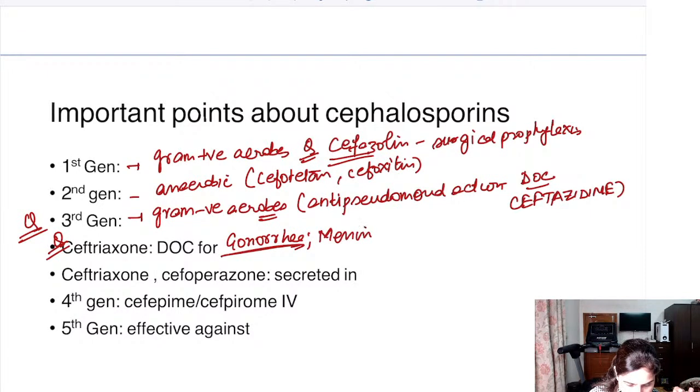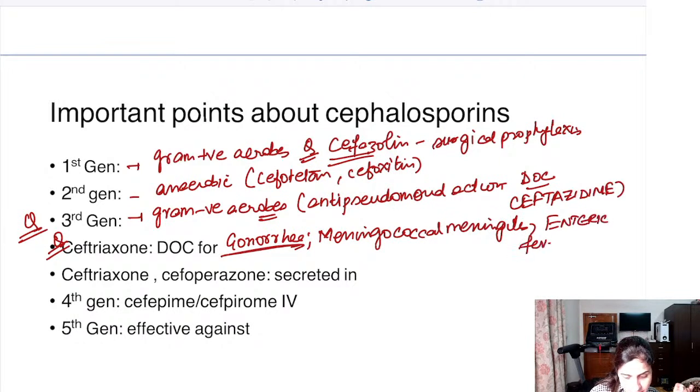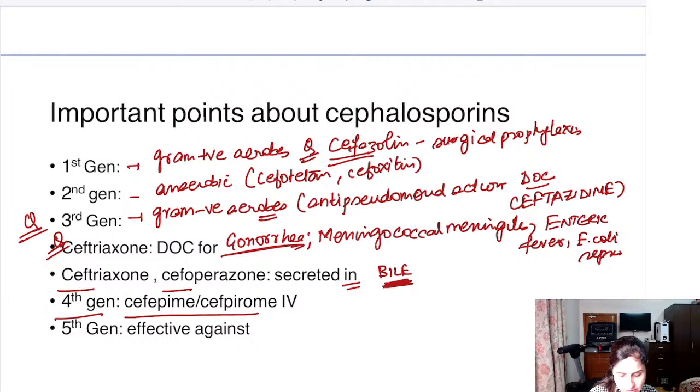Then meningococcal meningitis, okay, enteric fever, then E. coli sepsis. Very well, all very good drugs for this. Okay, so ceftriaxone and cefoperazone are secreted in the bile. Okay, so they are safer in kidney function. In the fourth generation there is nothing much, just remember the names cefepime and cefpirome, with almost similar actions.